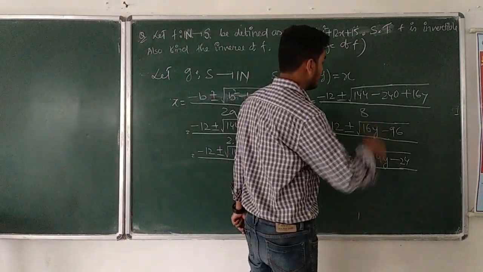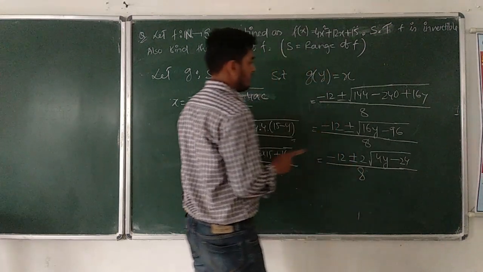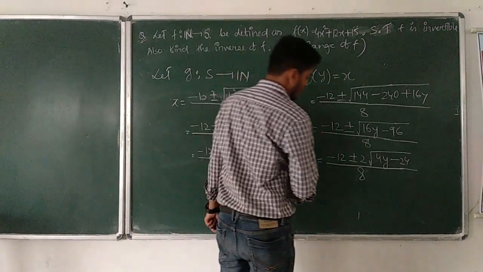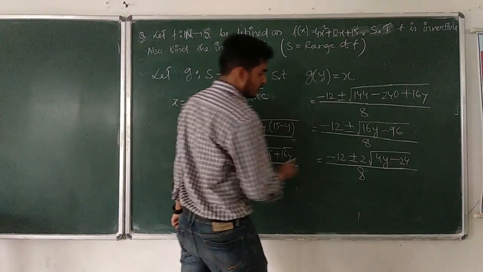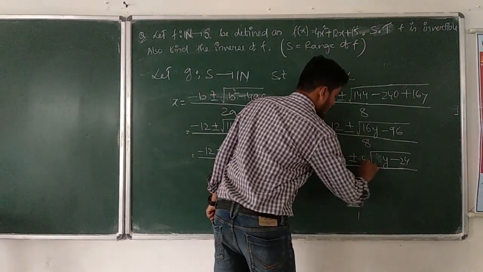Is it correct? Then obviously 16 will come out of the square root, so 4 it will have.